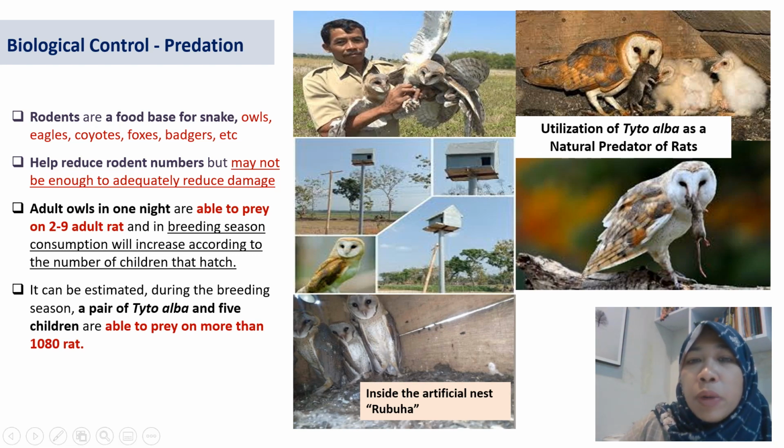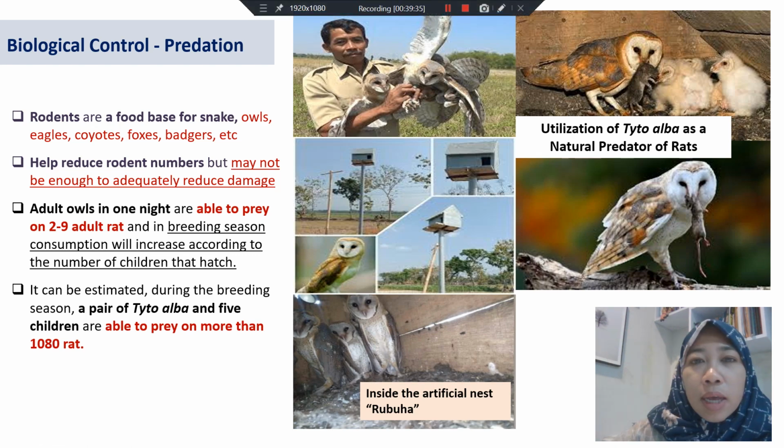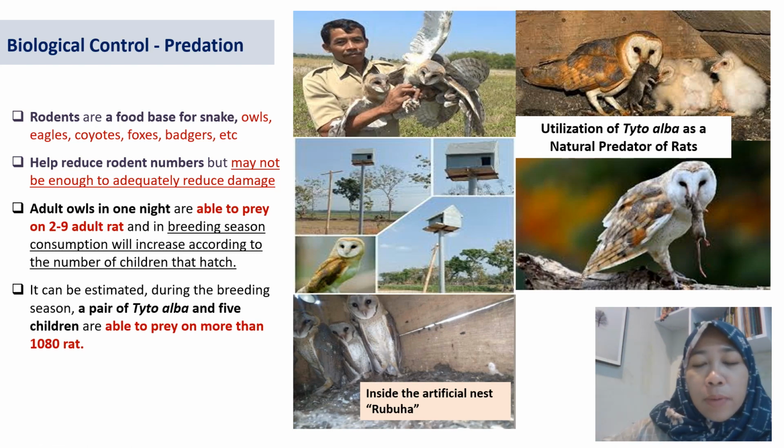And what we should prepare in the field is to build the artificial nest. It's called rubuha, rumah burung hantu in Indonesia, or pagupon. This is actually an artificial nest of the Tyto alba. And this is how, inside the artificial nest, they can monitor the rat in the field from this rubuha. And then we move to the next slide.